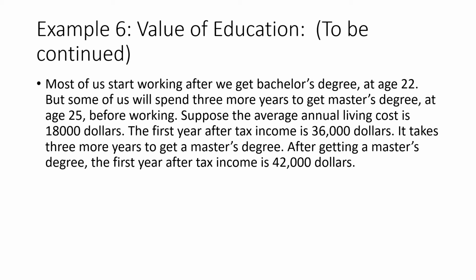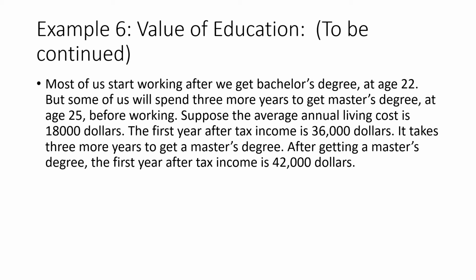Most of us start working after we get a bachelor's degree at age 22. Some of us will spend 3 more years to get a master's degree at age 25 before working. Suppose the average annual living cost is $18,000. The first year after-tax income is $36,000.